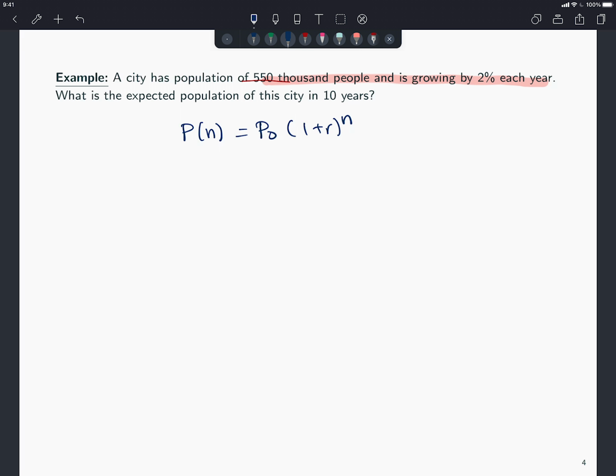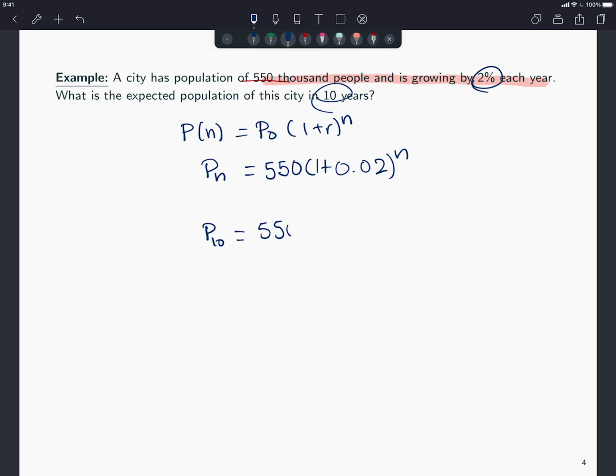So my initial value is 550,000. If I write 550, that's fine. You have to remember that the units are in thousands. And then I put 1 plus, as a percent, as a decimal, this is 0.02, to the n. So this is my function or my notation. If you use this notation or this notation, it doesn't matter. And n is the number of years, so all I have to do is use 10 in there. So I'm trying to find what is this P10.